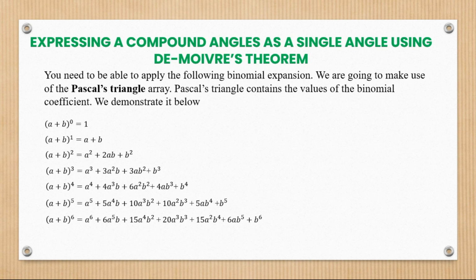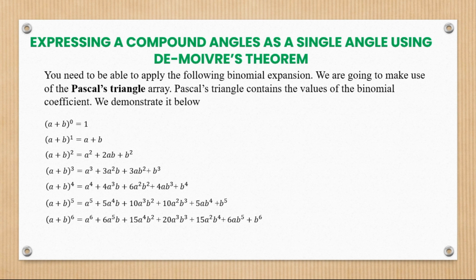Now how about (a + b)^6? This is similar to a^6 + 6a^5b + 15a^4b^2 + 20a^3b^3 + 15a^2b^4 + 6ab^5 + b^6. Now we could continue on and on to power 7, 8 and the rest, but what we wanted to do was to establish a pattern.